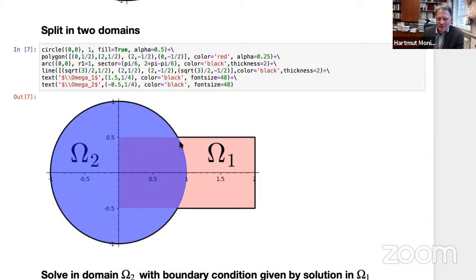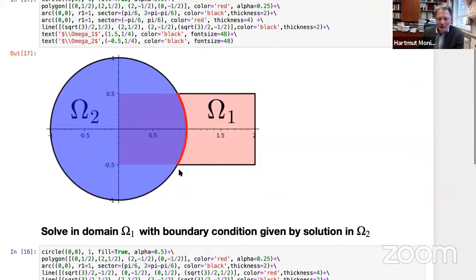Now what are you missing? Well, if I calculate the solution in omega two, then I would need to know what the value of the function is here to solve the complete problem. But I don't have that solution yet. So what I'm going to do is ignore the boundary condition here and just set it to zero in the first step. So I solve the boundary problem in the circle with the red boundary set to zero.